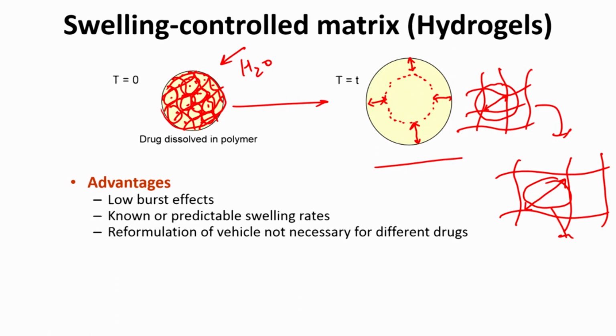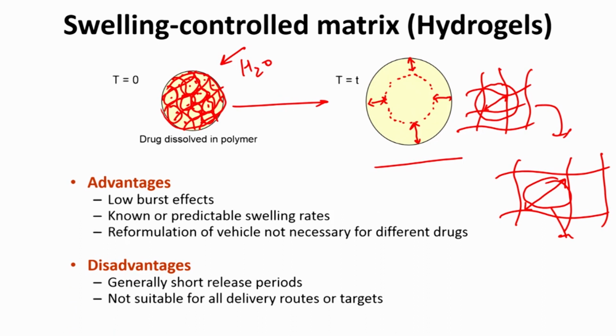And again the vehicle is fairly well controlled in terms of what is the pore size for different types of polymers and different types of concentration. So, even if you change the drug from one to the other, it is not like you will have to reformulate everything and start from scratch. You can just replace the drug, and if you know the size of the drug, you can very well know the release rate and what sort of polymers to use to make this hydrogel.